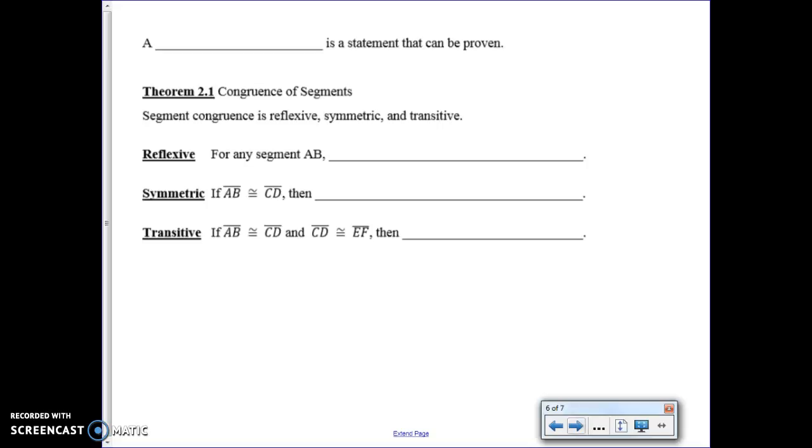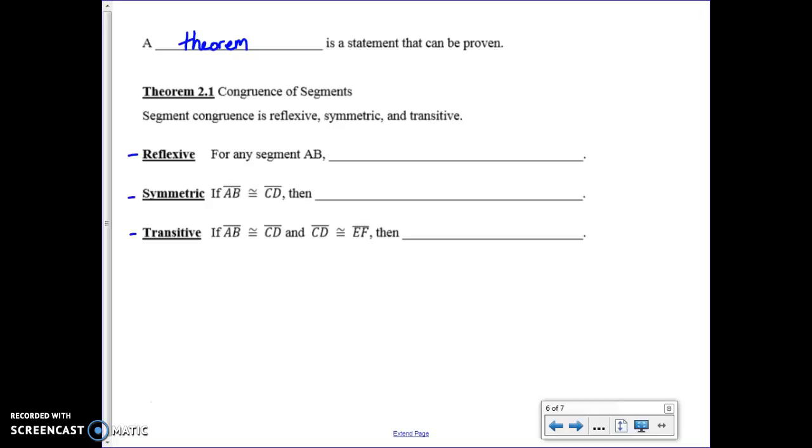All right, a few more things here. A theorem is a statement that can be proven. We have talked about that, so that should be a review term for you, but always good to cover it again. So theorem 2.1 deals with congruence of segments. The reflexive, symmetric, and transitive all should look like familiar terms to you because we used them for our properties of equality. Now we're talking properties of congruence. Same kind of thing though.